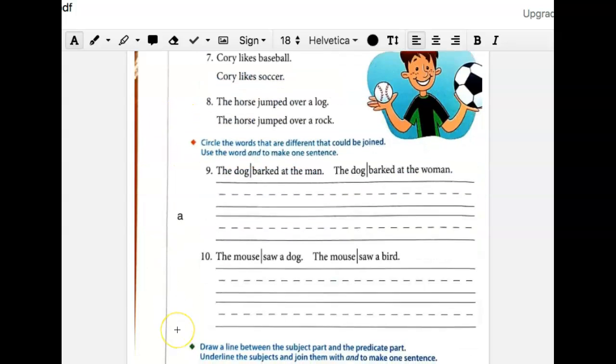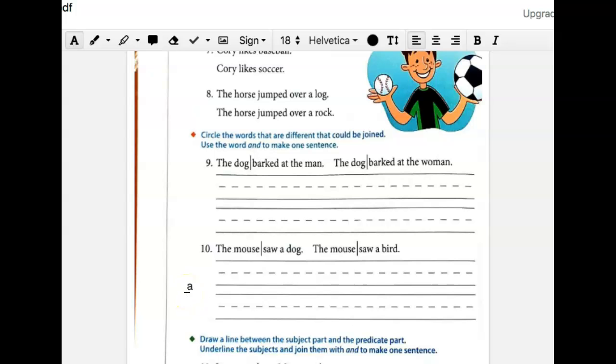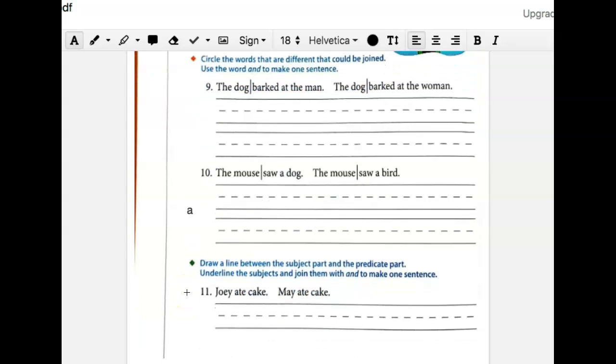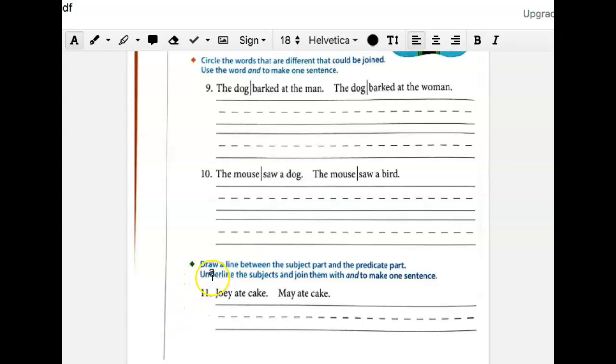Numbers 7 through 10 is going to be exactly the same as the front page. And for number 11, you're going to draw a line between the subject part and the predicate part. And then underline the subjects and join them with the word and to make one sentence. So this time you're going to join the two subjects with the word and, not the words from the predicate parts. Okay? We have the different subjects, and you're going to join them with the word and. This is exactly like the lesson from last Thursday.